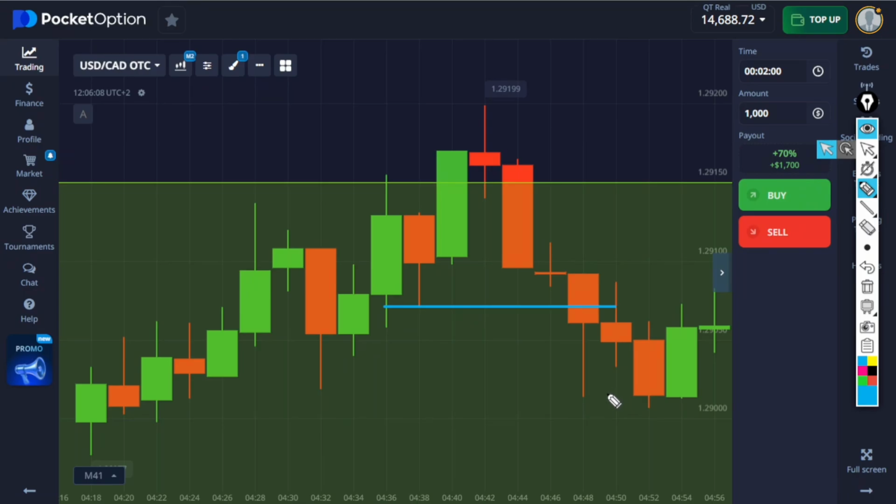And as you can see, we got a break and candle closure below the most recent higher low. So this break of structure to the downside, this change of character confirms that we've got that market structure shift from bullish to bearish. And this is a confirmation to us to go ahead and open a 4 to 10 minute sell position on this candle closure here.